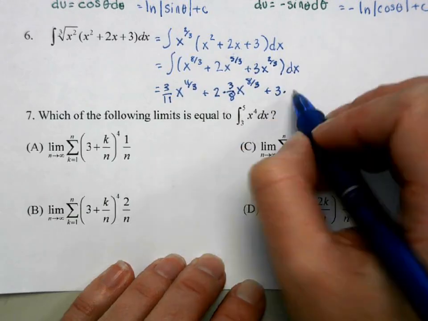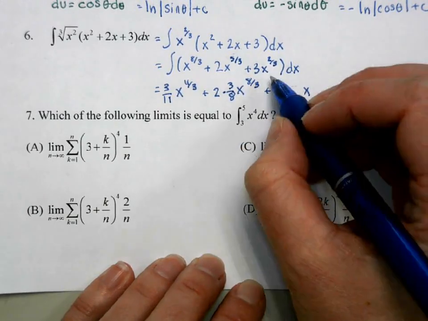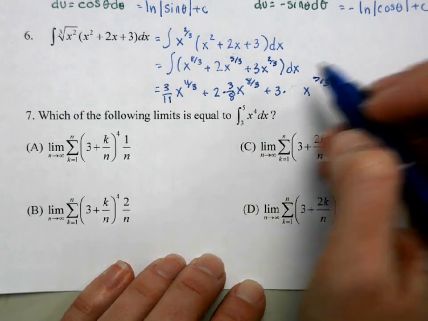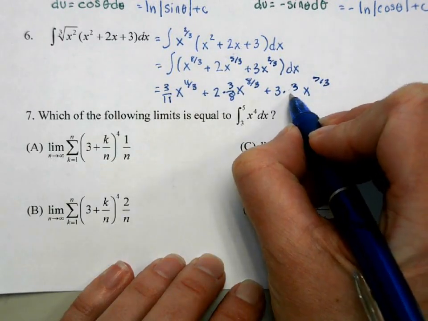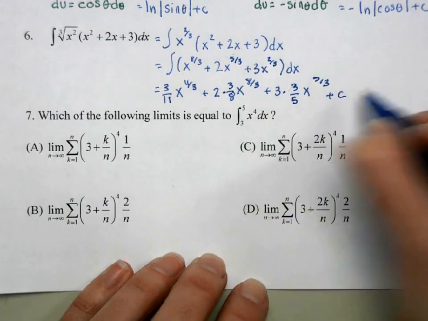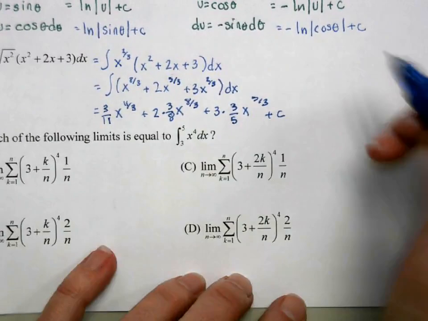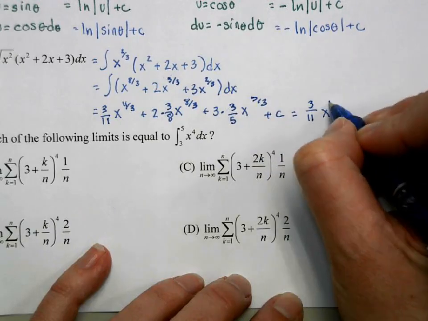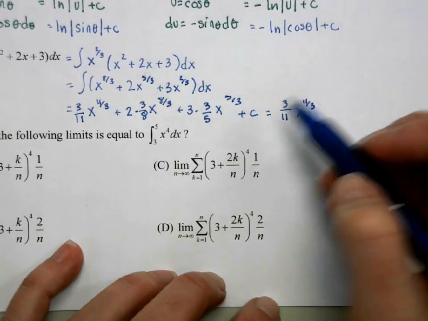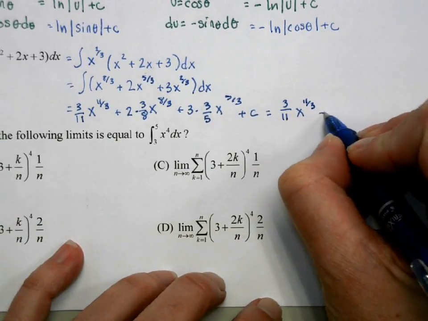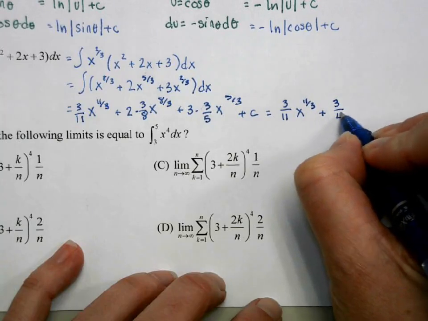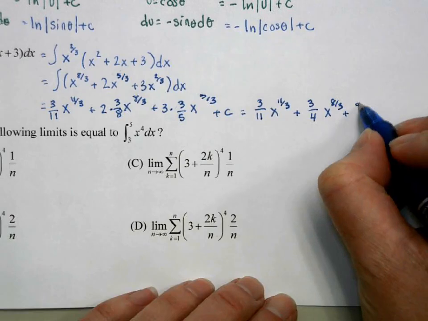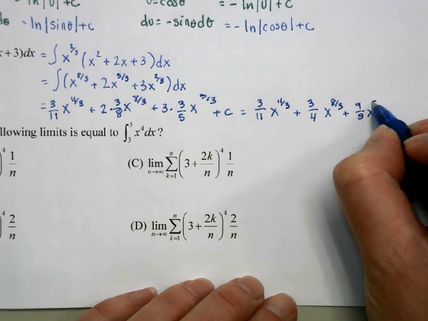Add 1, I'm going to leave a space. Add 1 to 2/3, which is going to be 5/3. And then multiply by 3/5. So if I clean this up, we get 3/11ths x to the 11/3 plus a 3/4 x to the 8/3 plus 9/5 x to the 5/3 plus c.